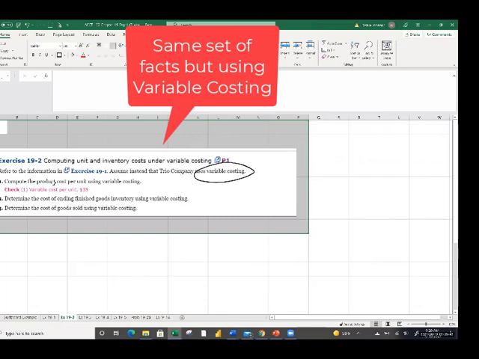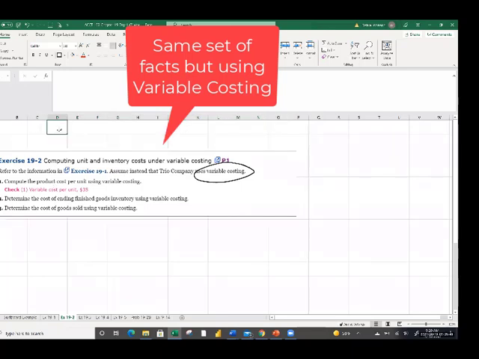And again, I'm going to write down into your notes. This problem uses variable costing, also known as, I hear it actually referred to more in practice as direct costing.